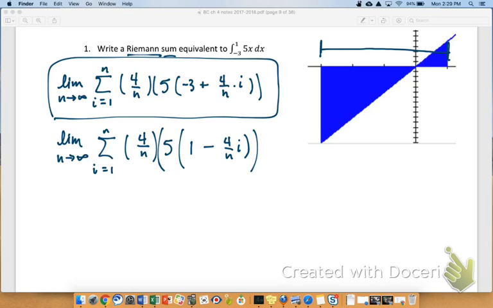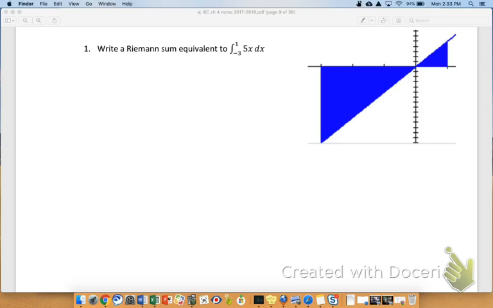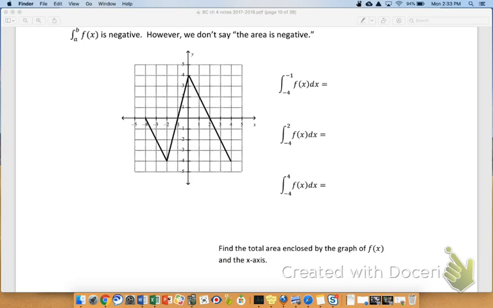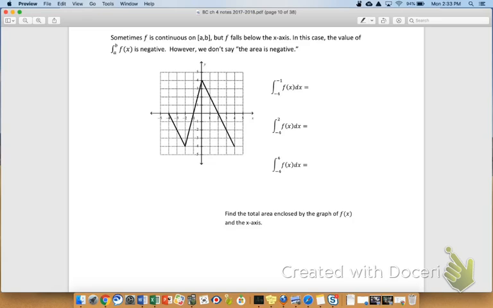I would like to talk a little bit more about area with you guys, and let's see if you guys can handle these three questions. Just a little note here. Sometimes f is continuous and lovely, so we can do an integral of it, but there are going to be some parts where the outputs are negative. In that case, the definite integral will be negative, but we're never going to say that area is negative.